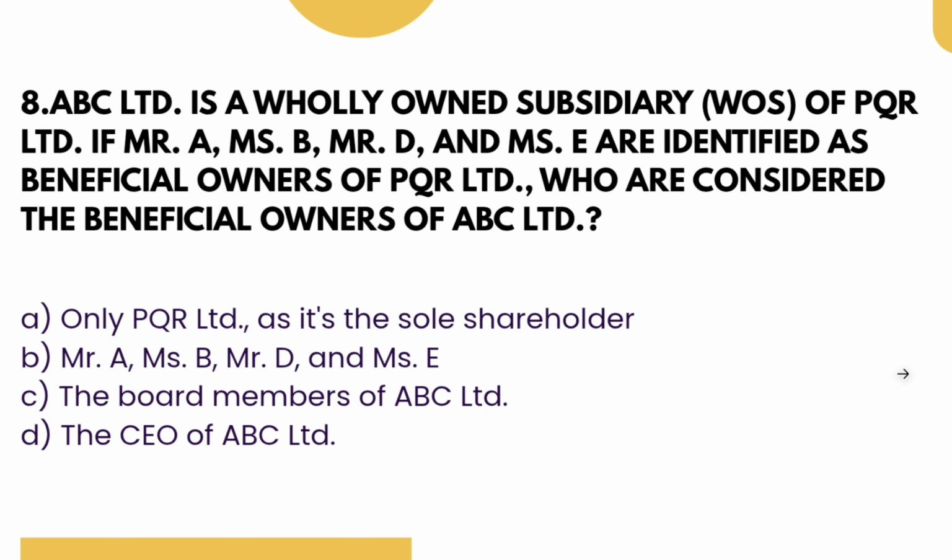The next question. ABC Limited is a wholly owned subsidiary of PQR. Now A, B, D and E are identified as BO or beneficial owners of PQR Limited. So who are considered the beneficial owners of ABC Limited? The options are A, only PQR Limited, as it's the sole shareholder, B, Mr. A, B, D and E, C, the board members of ABC, and D, the CEO of ABC Limited. The answer is B, all of Mr. A, Mr. B, Mr. D and Miss E, as they are also the owners of PQR, and as ABC is a subsidiary of PQR, automatically they are also the owners of ABC.